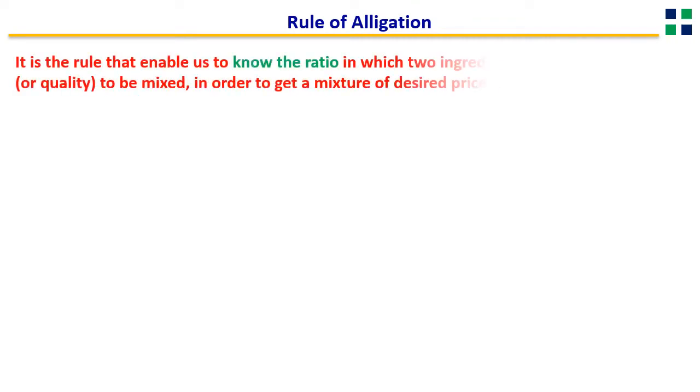Rule of alligation. It is a rule that enables us to know the ratio in which two ingredients at a given price or quality are to be mixed in order to get a mixture of desired price or quality. So alligation always gives us the ratio in which two different qualities or prices of items are to be mixed.